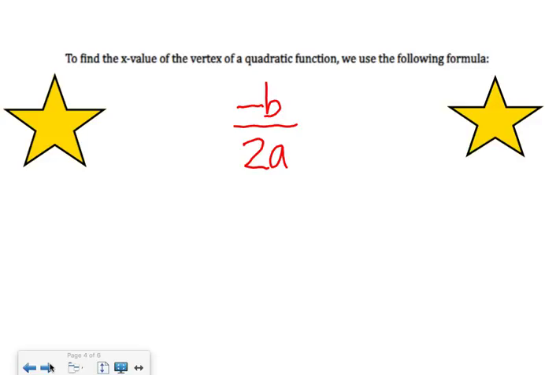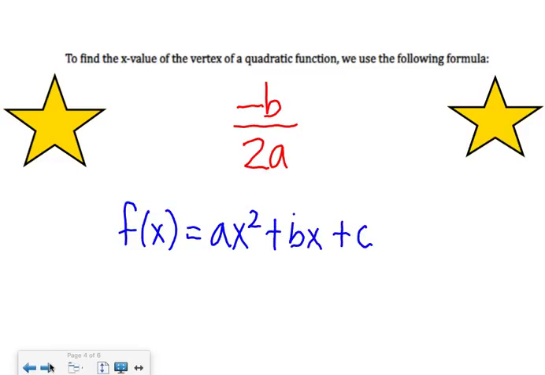Well, yesterday in our notes, we wrote down that this is our standard form of a quadratic function. So if I were to plug in some numbers here, let's say it was 2x squared plus, oh, I don't know, 4x plus c. Oops, not c. We'll do 5, whatever. So let's pretend this was my equation we were given here.